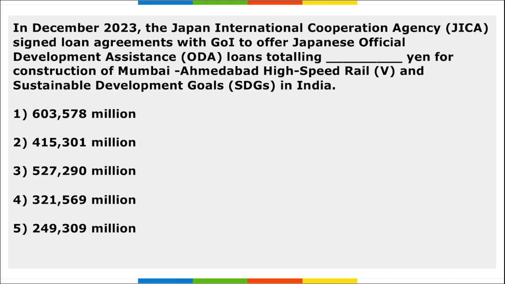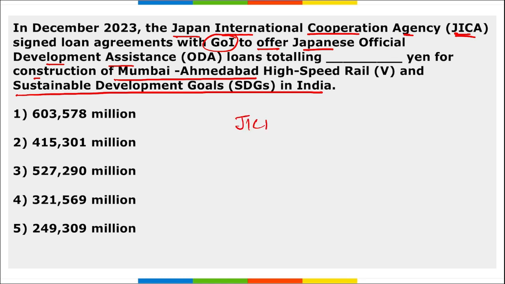Next, JICA, Japan International Cooperation Agency, signed a loan agreement with the Government of India to offer Japanese Official Development Assistance loans totaling dash yen for the construction of the Mumbai-Ahmedabad high-speed railway and sustainable development goals in India. So remember, JICA signed an agreement with the Government of India, and it was for the construction of the Mumbai-Ahmedabad high-speed railway, correct, and various other sustainable development goals.